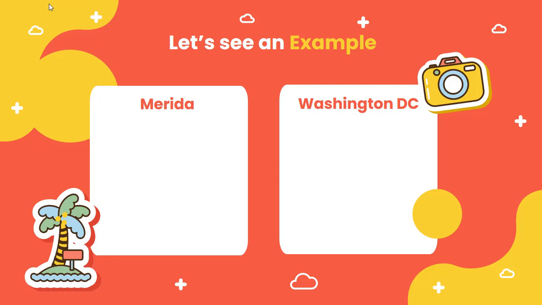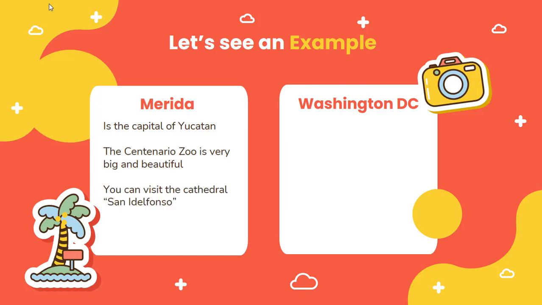Okay, about Mérida, well, Mérida is the capital of Yucatan. The Centenario Zoo is very big and beautiful y está en Mérida. And you can visit the Cathedral San Ildefonso. And you can visit Mayan archaeological sites. Okay, aquí están mis enunciados, my sentences. Okay, fíjate cómo los escribí. Puedo utilizar you can visit, o un poco de información sobre ese lugar, ¿sí? Recuerda que al menos 3 sentences, ¿ok?